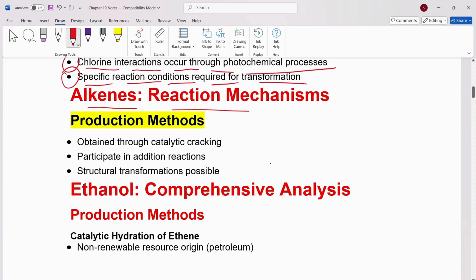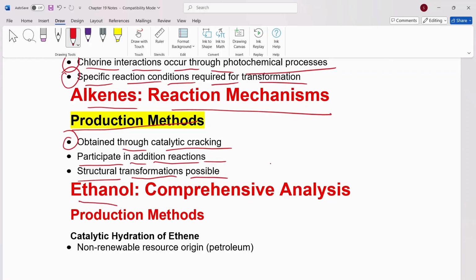Let's talk about the alkenes reaction mechanism. In production methods, it is obtained through catalytic cracking. It participates in addition reactions. Its structural transformation is also possible.